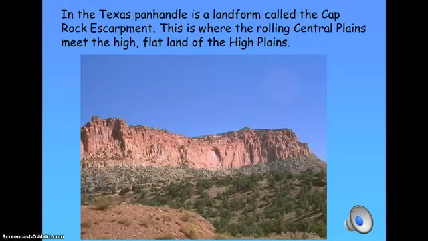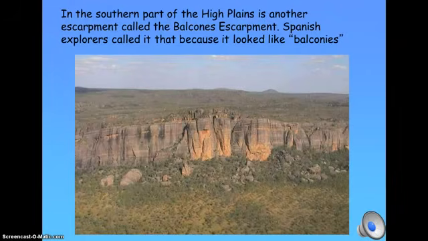In the Texas Panhandle is a landform called the Caprock Escarpment. This is where the rolling Central Plains meet the high, flat land of the High Plains. In the southern part of the High Plains is another escarpment called the Balcones Escarpment. Spanish explorers called it that because it looked like balconies.